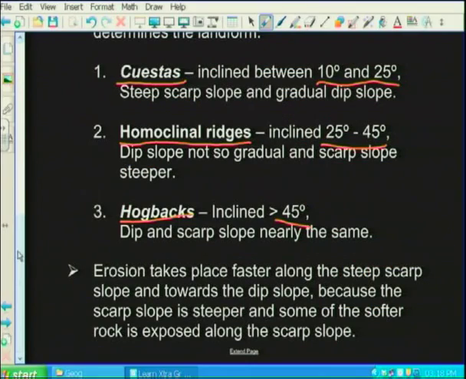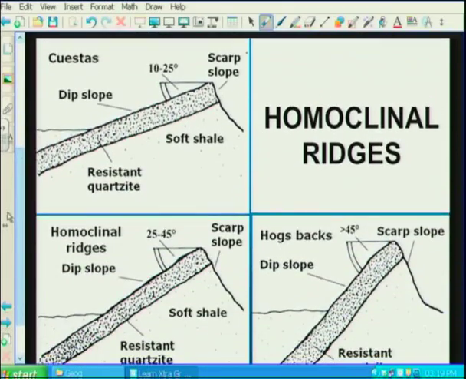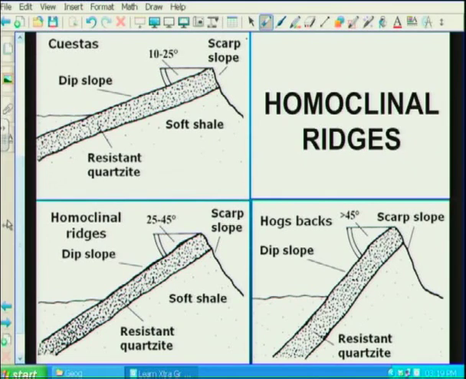Okay, now underneath those three types, it says erosion takes place much faster along the steeper scarp slope and towards the dip slope, because the scarp slope is steeper and some of the softer rock is exposed along the scarp slope. We're going to look at pictures now where that paragraph will be explained much better. So if we move on to the diagrams, you will see that we have got the three main types of inclined strata. We've got a cuesta at the top over here, we've got a homoclinal ridge, and obviously we have a hogsback. I've mentioned before, inclined strata is made up of alternating layers of hard and soft rock.